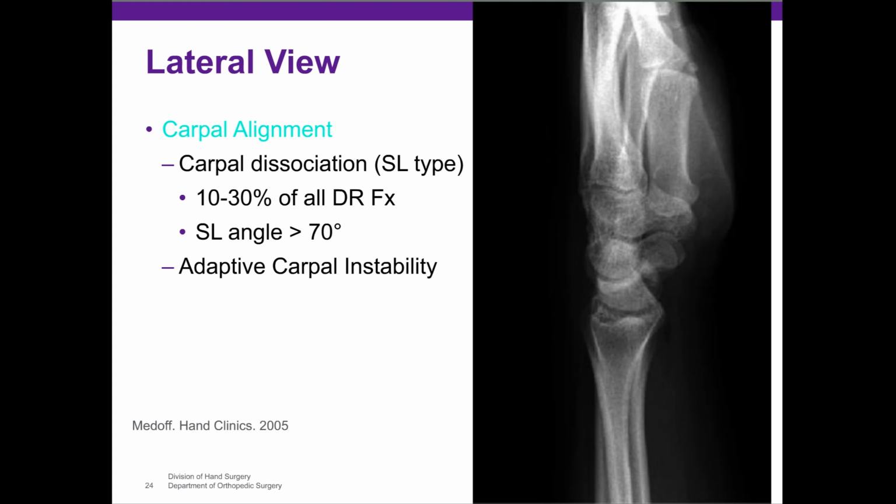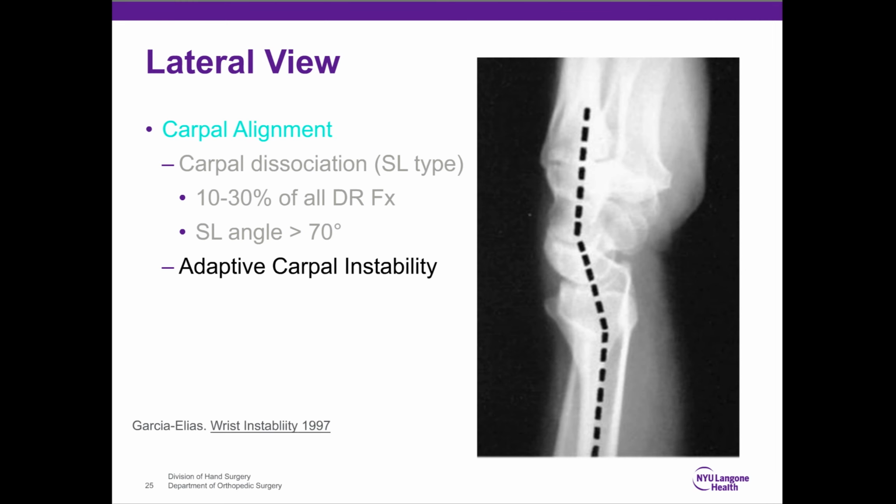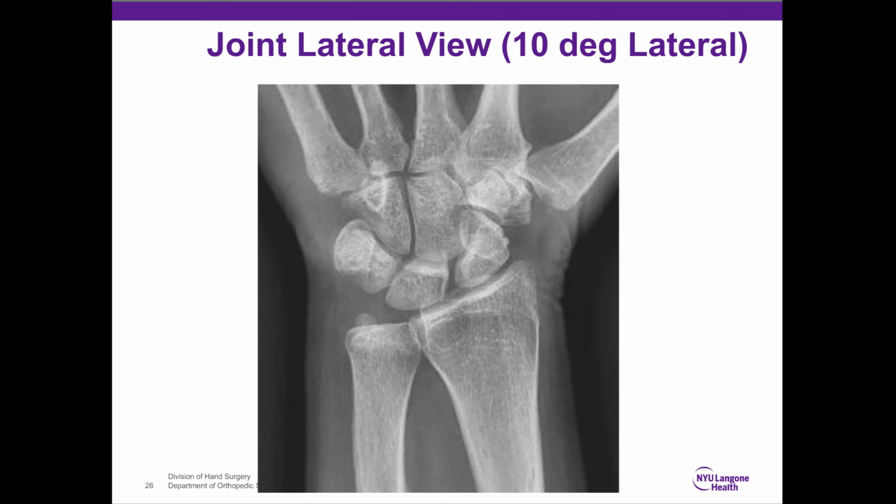Another thing that some of my colleagues will be speaking about, and I won't touch too much on, is carpal alignment. You make sure that you have a good lateral to assess carpal instability. Up to 30% of distal radius fractures can have associated carpal instability, so that's something to keep in mind. You can see here there's a DISI type deformity. The angle you're looking for is greater than 70. You can also notice an adaptive carpal instability with something like a malunion, a dorsal malunion of a distal radius, that we see pretty typically.